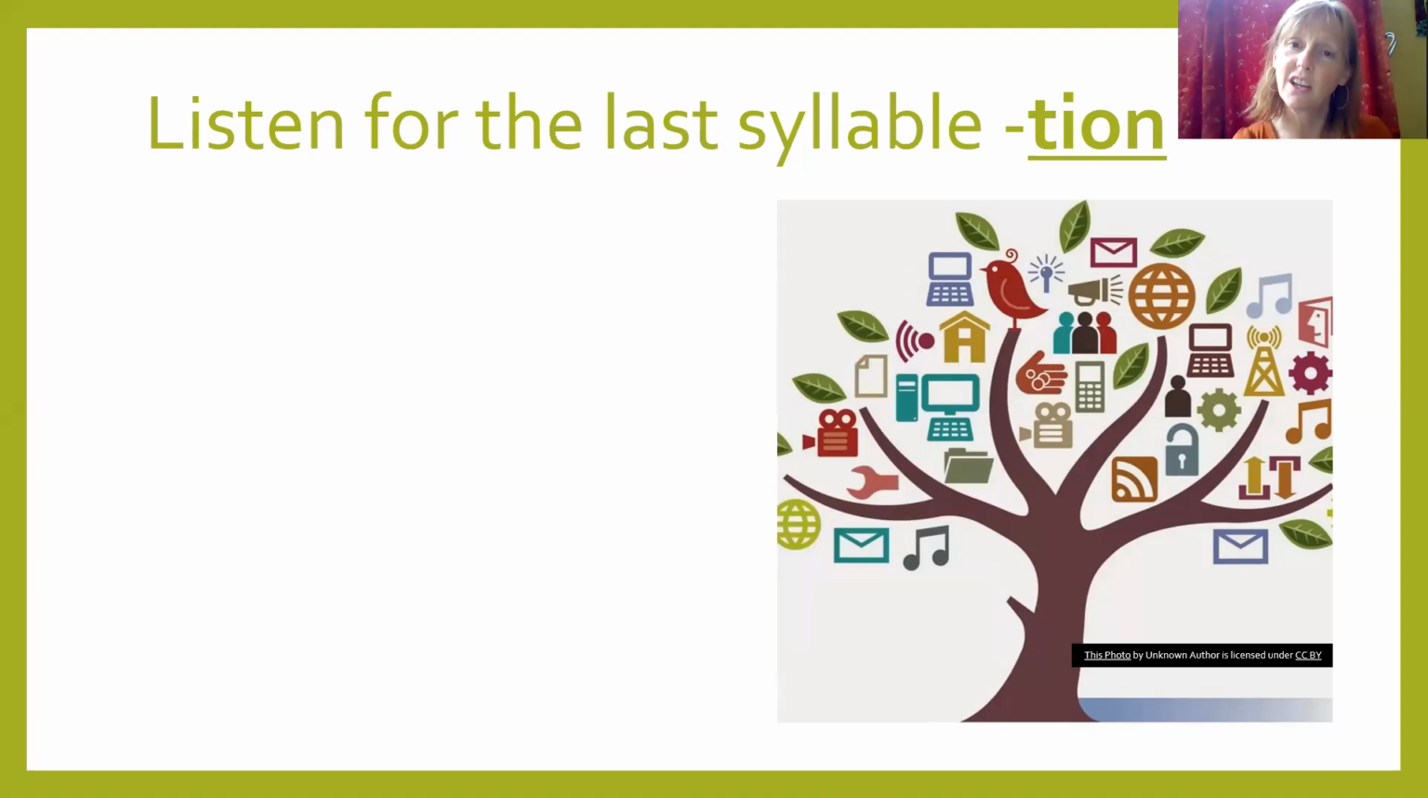All right, so the tion spelling says shun. So if you could say shun, that'd be great. It's often spelled tion. There's a couple of other spellings of shun, but we'll get to those later. I just would like you to listen for the word nation, and then just say the last syllable. Nation. The last syllable is shun, T-I-O-N, and then let's spell it. Fiction, fiction. The second syllable is shun. Spell it.